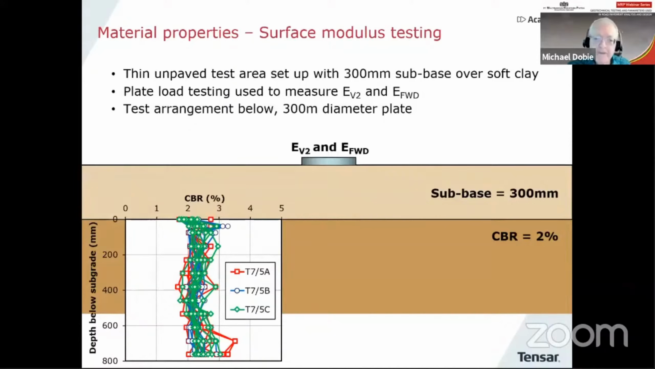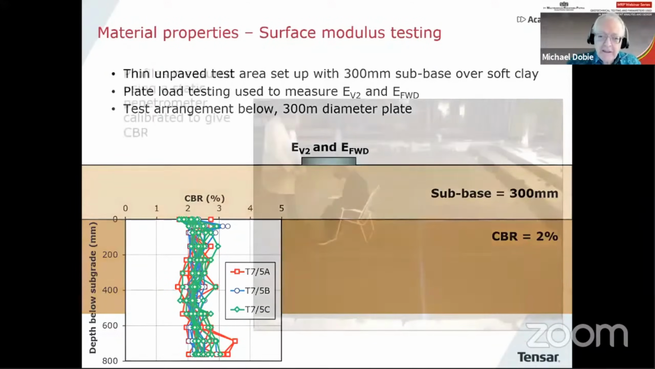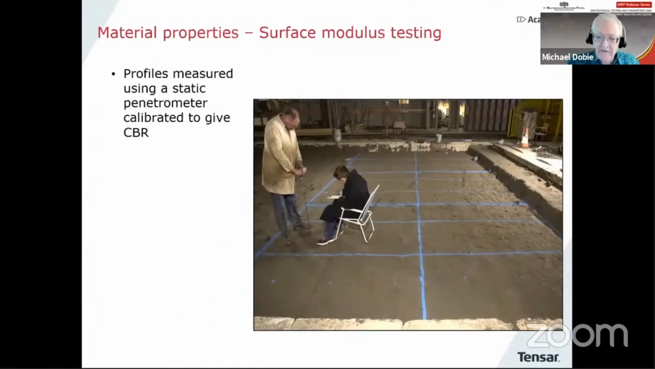So how do they compare, EV2 and EFWD? Well, you won't find many studies like this, but there is one here, which I have, where testing was done like this on a 300 millimeter sub-base layer of a CBR of 2%. And you can see there a very nice profile of CBR measured using a penetrometer. And you can see there checking the CBR values through the subgrade material.